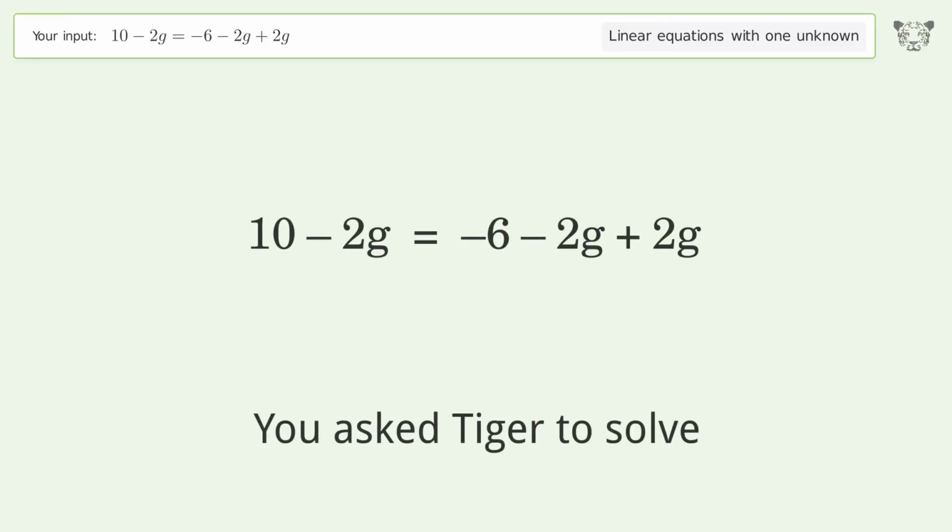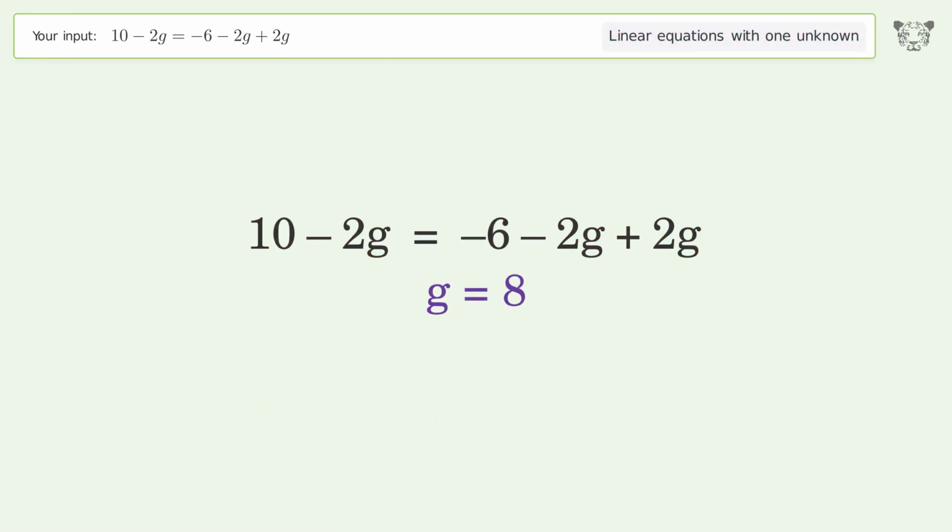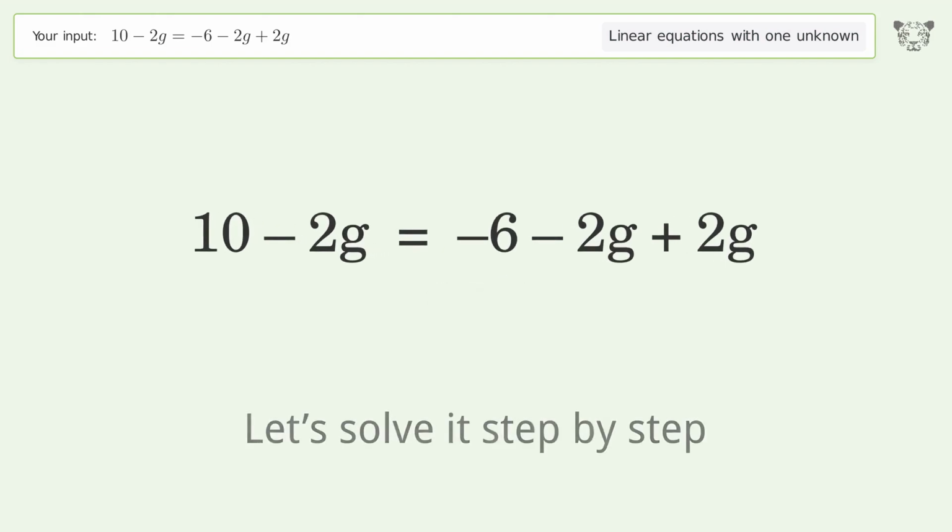You ask Tiger to solve. This deals with linear equations with one unknown. The final result is g equals 8. Let's solve it step by step.